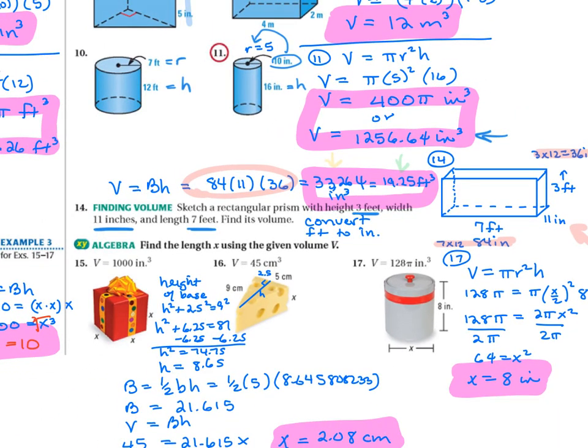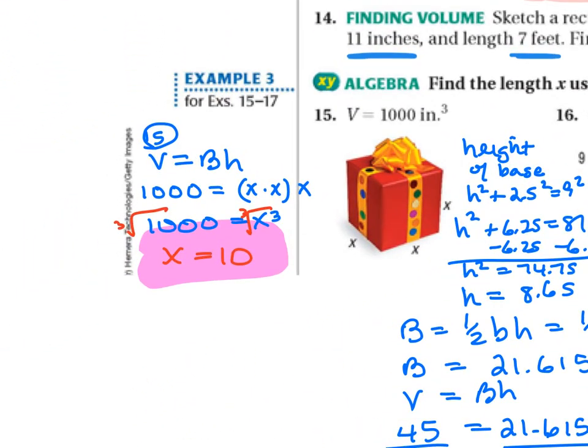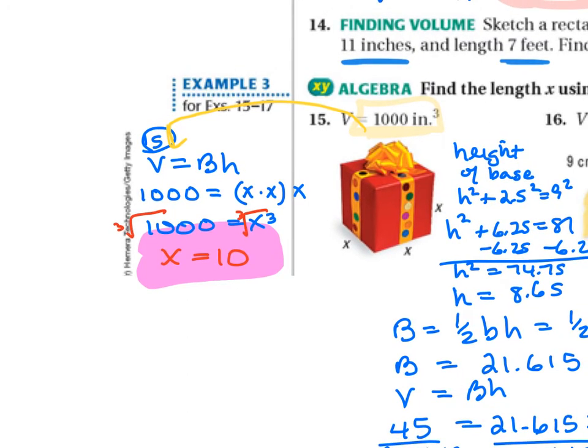Then number 15, this is this present. So over here for 15, it's giving us the volume already calculated. So what we needed to do was take that volume, plug it in, and then solve for x. Remember, whenever it is a cube like this, notice all sides, the length, the width, and the height are all the same. So this is a cube. So x times x times x, which gives you x to the third power. To solve this, you have to cube root both sides, and each side would be 10.